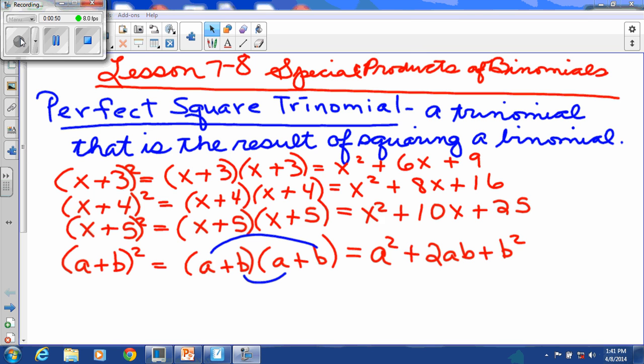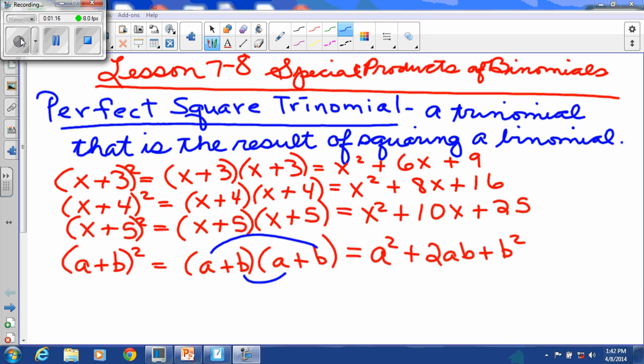We have the binomial x plus 3 squared. We have the binomial x plus 4 squared, the binomial x plus 5 squared, and then we have the general form of the binomial a plus b squared. Looking at the patterns here, we know that when we square a binomial, we simply multiply it by itself. Now you can use FOIL to find your product.